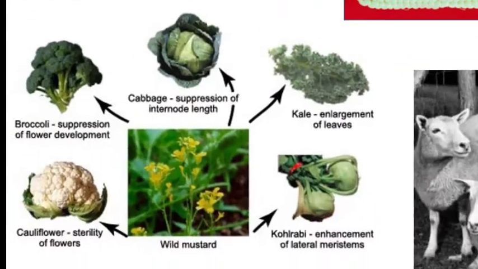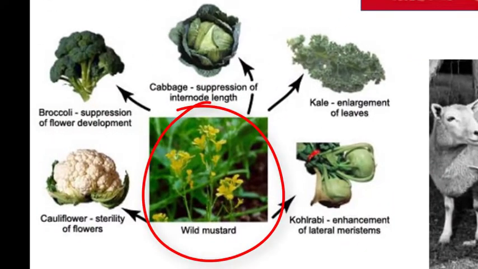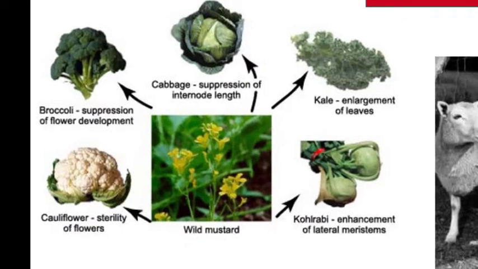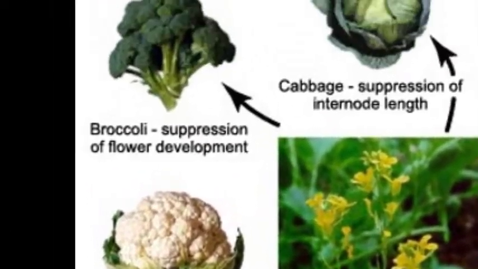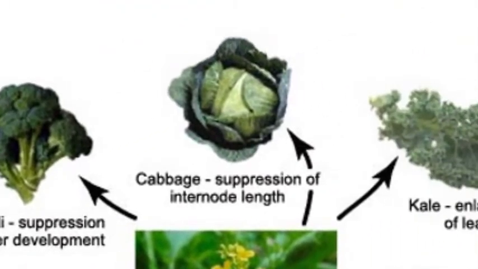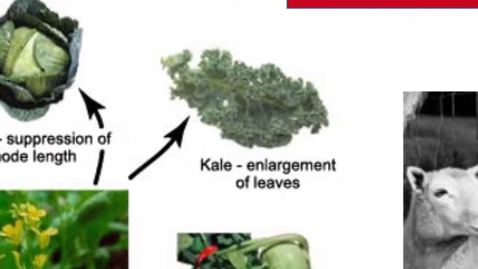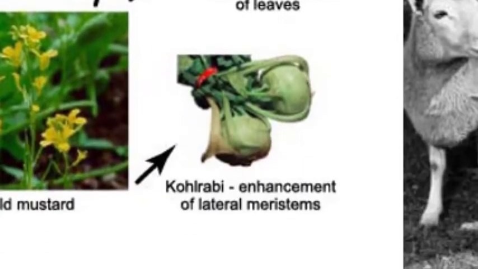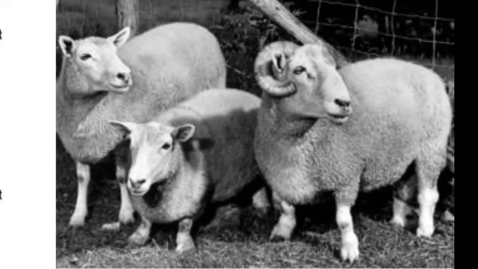The wild mustard plant has been modified in many different ways. By selecting for different traits, this plant has evolved by artificial selection into cauliflower, broccoli, cabbage and Brussels sprouts, kale, and kohlrabi.